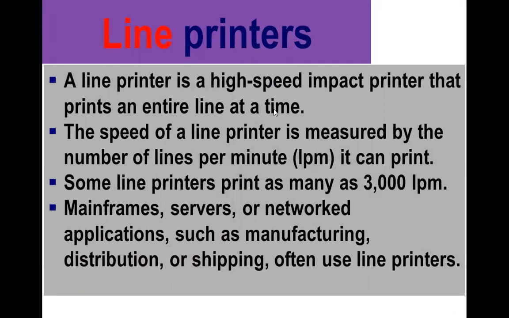Lastly, under the impact printers, we have the line printer. This is a high-speed impact printer that prints an entire line at a time. So it prints an entire line. It does not print the whole paper, but it prints the entire line at a time. So the speed of a line printer is measured by the number of lines per minute.